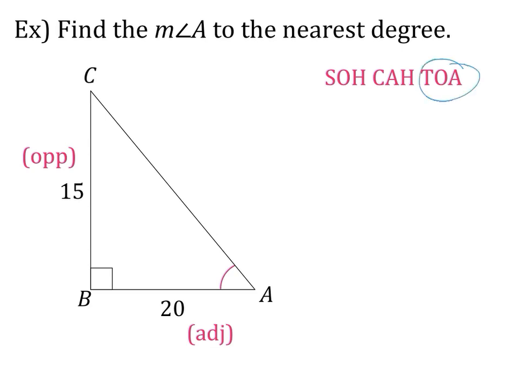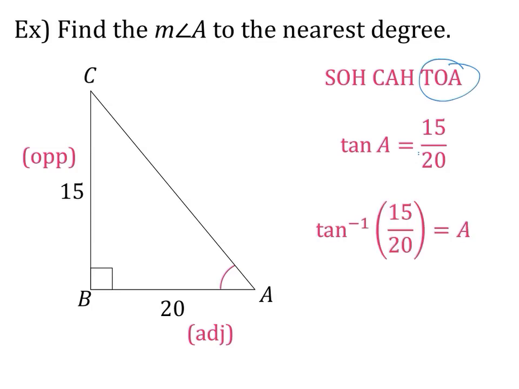So opposite divided by adjacent. So write out your equation. So tangent of A equals opposite divided by adjacent, which is 15 divided by 20. So since we don't know the measure of angle A, we have to do inverse tangent of the 15/20ths. So type that in your calculator. And the measure of angle A is approximately 37 degrees.